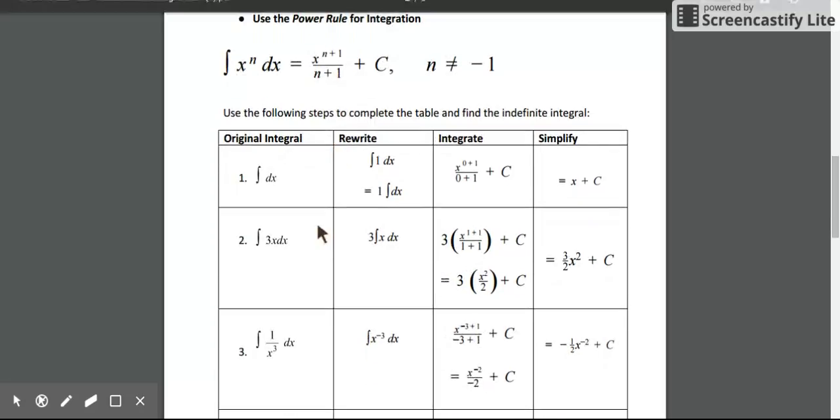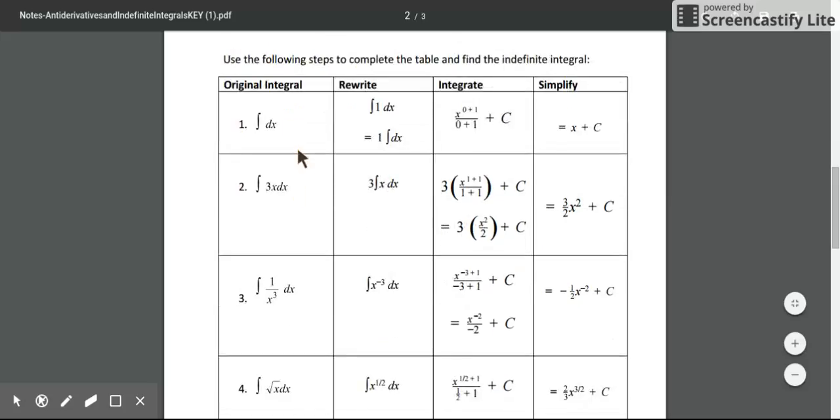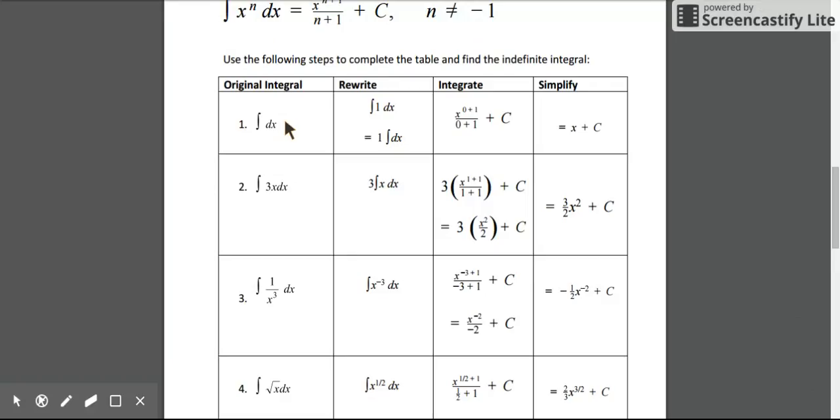But first, let's just practice using the power rule of integration. Let's get used to this. So the first integral property is an integral of a constant.